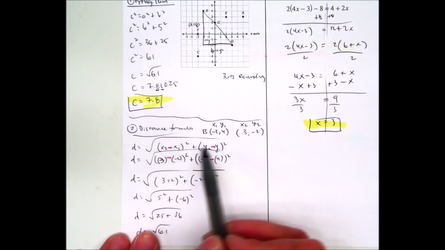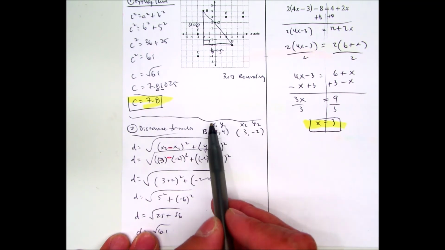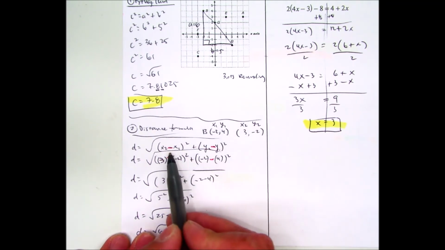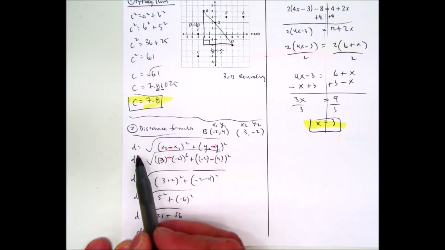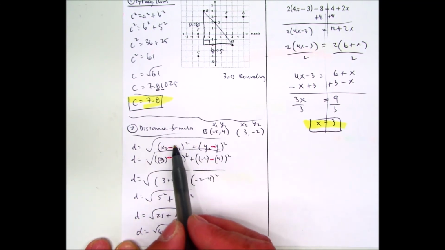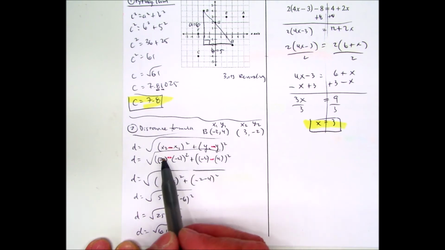If you're using the distance formula, write down your ordered pairs. Label x1, y1, x2, y2. Don't forget to write down the correct formula. It's kind of shocking to see a lot of students write down the wrong formula. In your substitutions, don't forget, there is a minus sign.